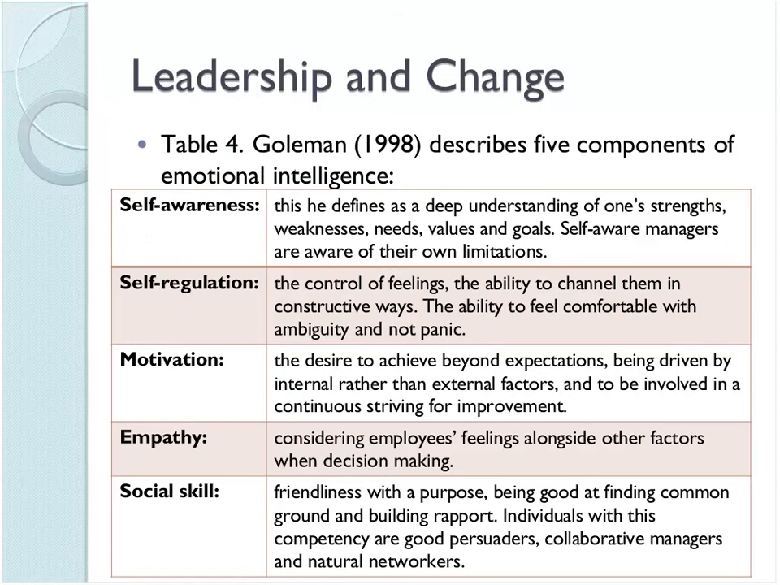So in table 4 we can see that Goleman described the 4 components of emotional intelligence. Actually, this says, from the emotional side, who the leaders are. First, they are self-aware. This he defined as a deep understanding of their strengths. The leaders understand what kind of strengths they have, their weaknesses, their needs, values, and goals. And they are also aware of their own limitations.